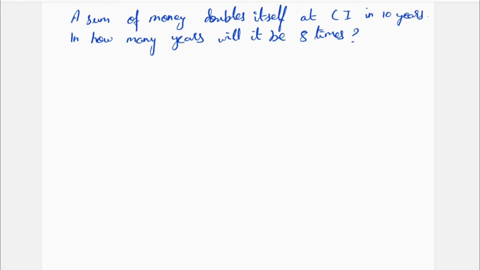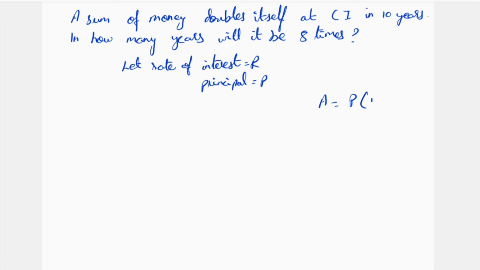Let the rate of interest be R, and principal, again let it be P. We know that as per the compound interest formula, amount is equal to principal multiplied by (1 plus R) the whole power n, where the period is equal to n. Let us use small n.